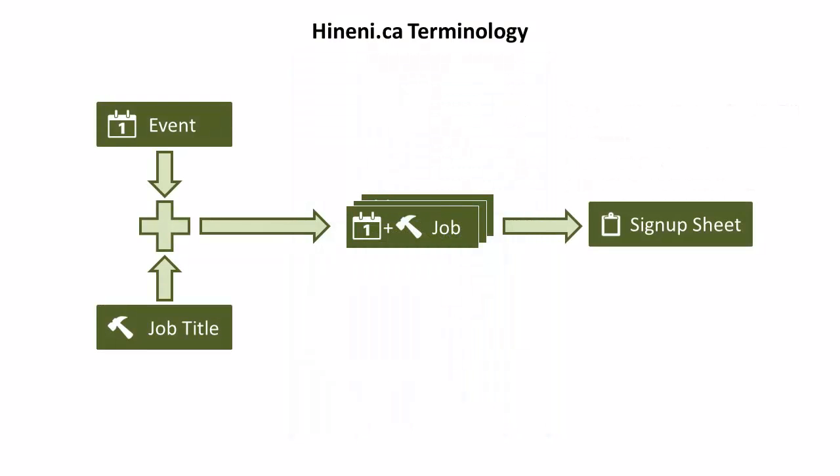So these are the most important terms for you to know when working with sign-up sheets. You have events that describe something that's going on in your organization, and job titles that describe the kinds of help you need from your volunteers. When you combine the two, you get a job, which is a specific request for volunteer help. You can collect up a list of jobs into a group, and that's a sign-up sheet.